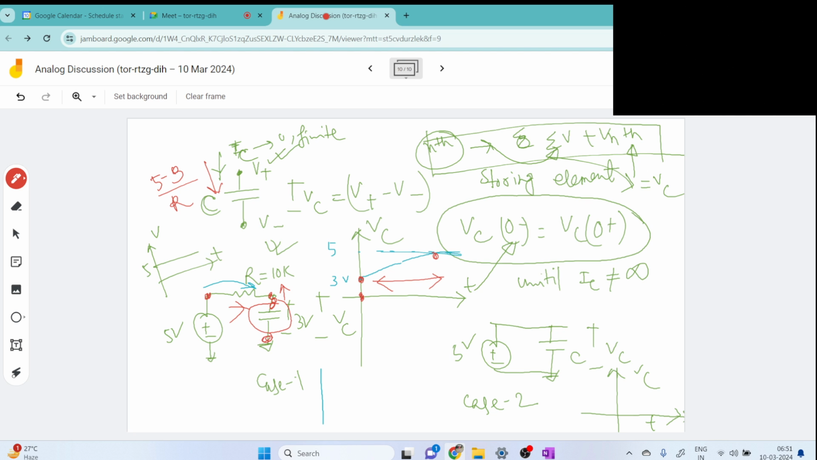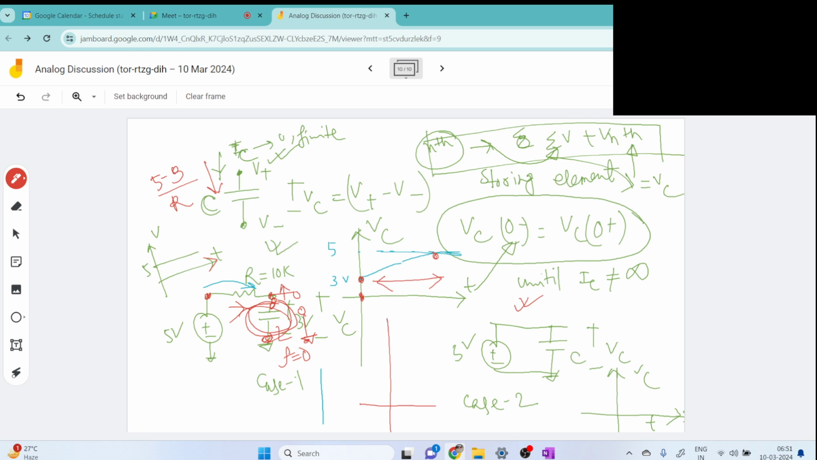We also know that at t equals infinity, the frequency is zero, right? If the frequency is zero, the capacitive impedance is infinite, so this becomes an open circuit and there is no current. This is the interpretation. So now what about this case?